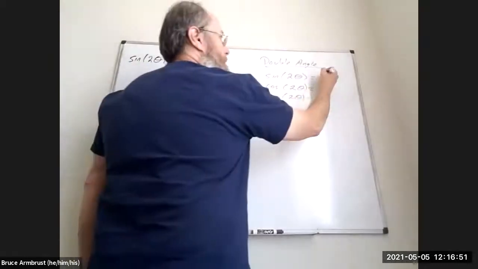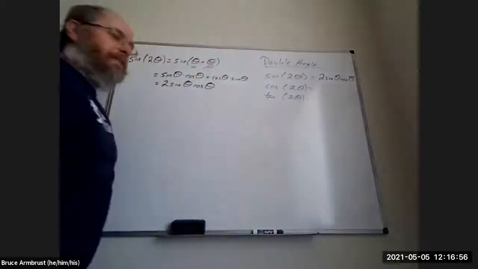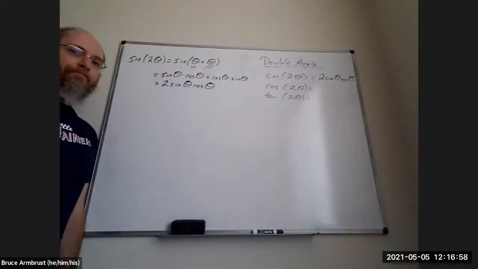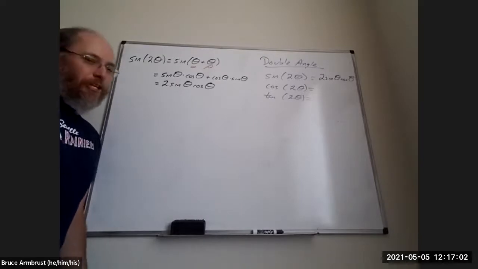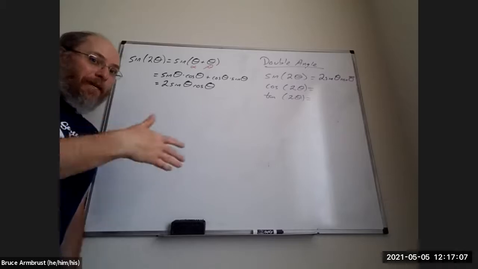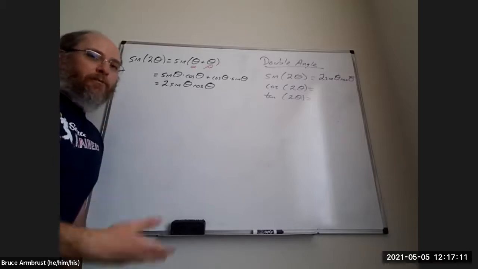And there it is. There's the double angle identity for sine. So it's kind of trippy. I mean, it's still got the 2 in it. So it's like, oh, I am doubling the sine, but you're also multiplying by the cosine.